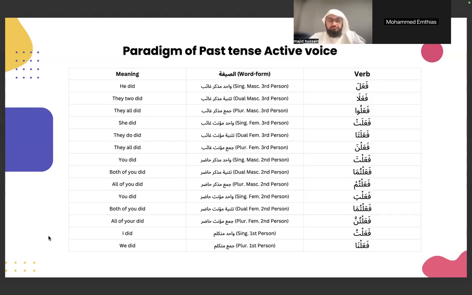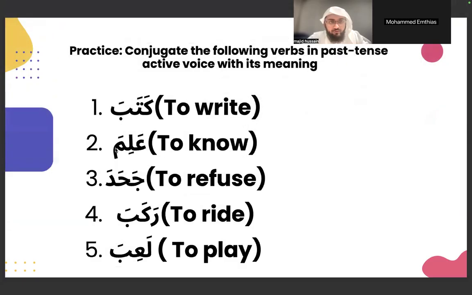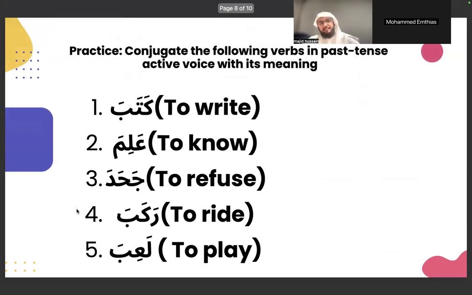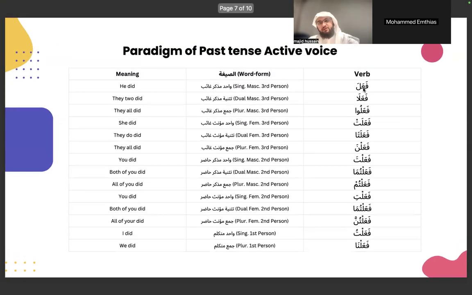So I'll write the word here. I'll just take the word from here: kataba. Do you want me to write on the screen or are you going to practice in your notebook? I will be writing it down in my notebook. Okay, that's better, because if you write in the notebook, you can go to this slide, take one word and try to apply it on this. This will give you a hang of it.